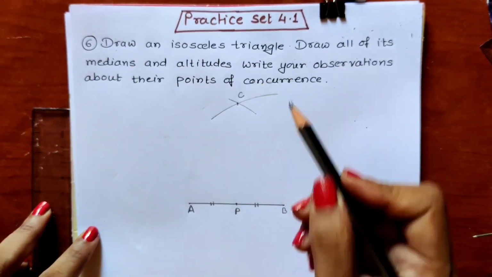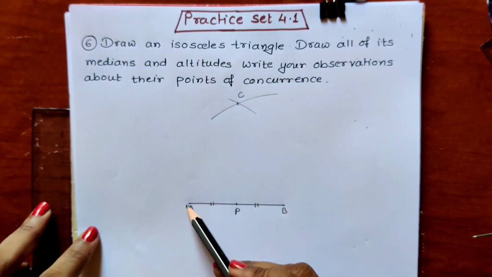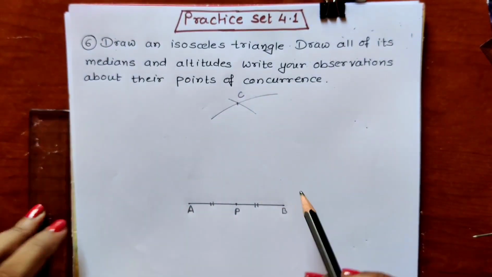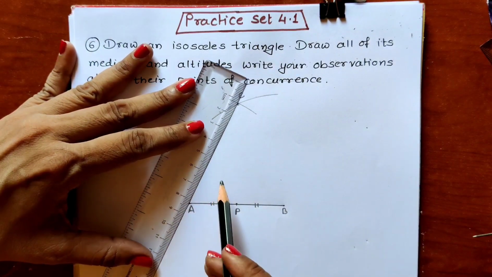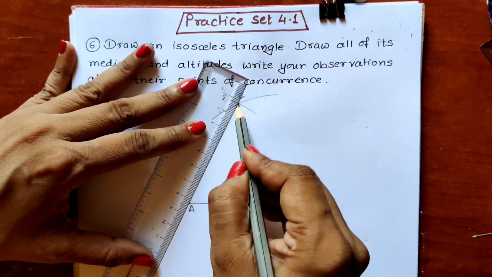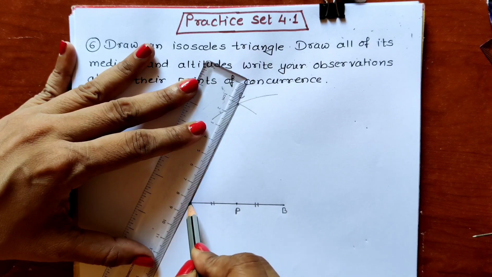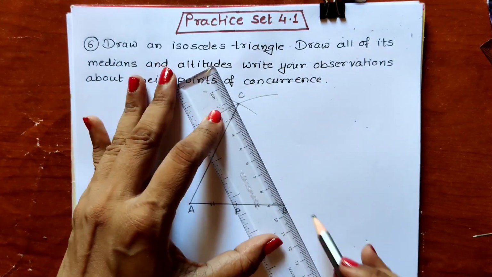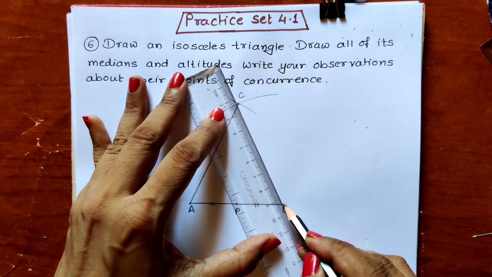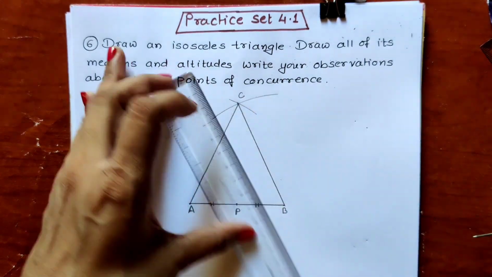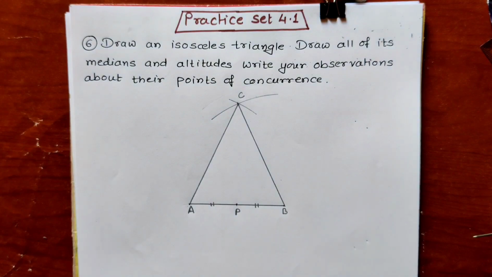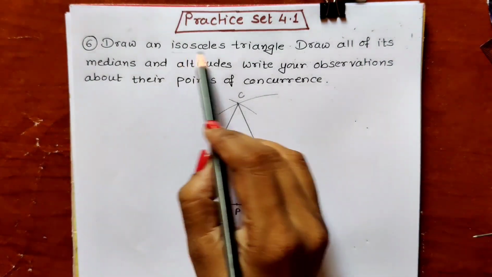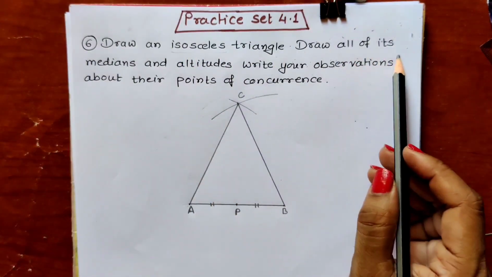This point C is at 7 centimeter distance from point A as well as from point B. So AC is also 7 centimeter. If I join A and C, this AC will be 7 centimeter and this AB will also be 7 centimeter. So this is 7, 7, and in this way we have drawn an isosceles triangle. Now we have to draw all its medians.